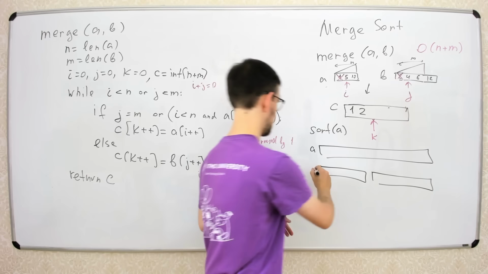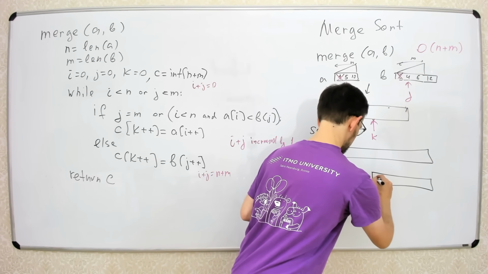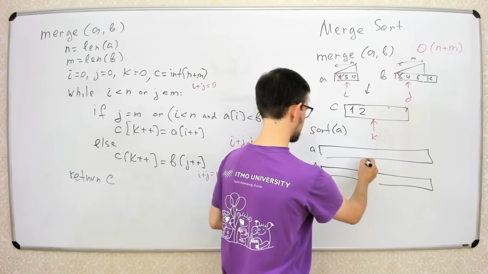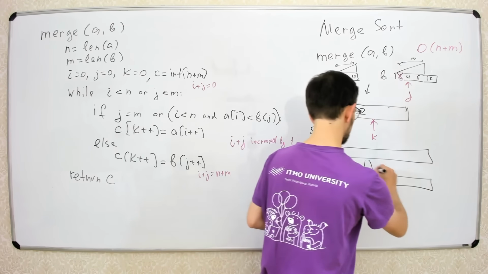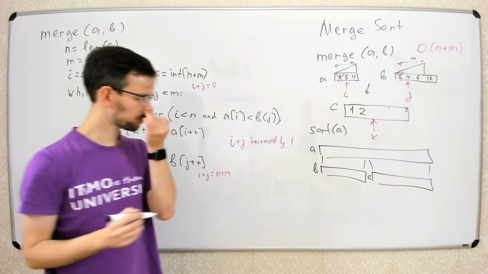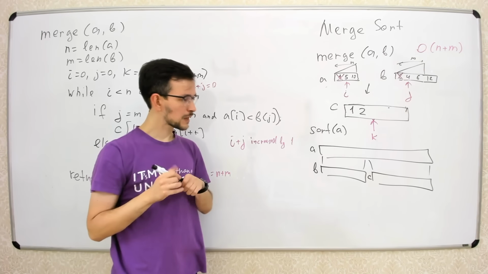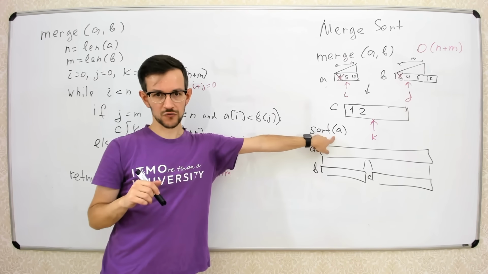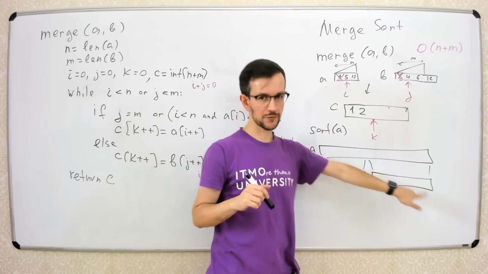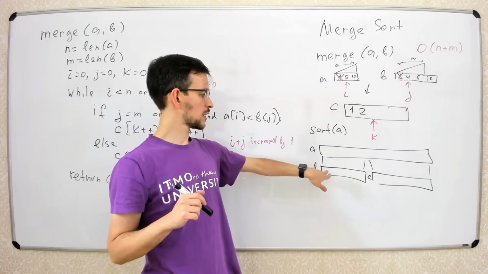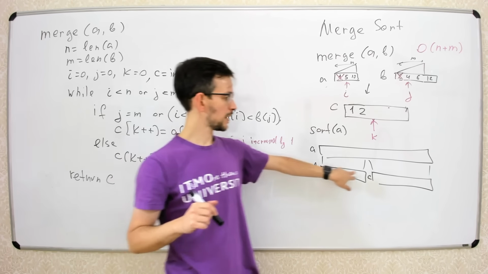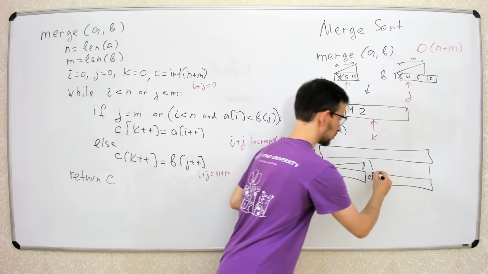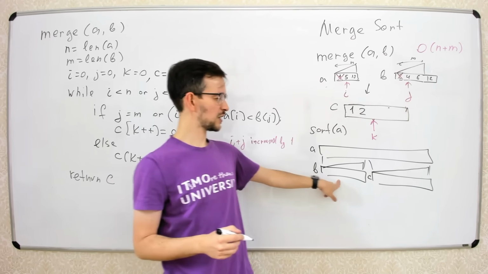Let's call them B and C, just for simplicity. So B is the left part of the array, and C is the right part of the array. Now we will call the same recursive function for both halves of the array. So we will call operation sort for array B and operation sort for array C. So we will have two sorted arrays. We'll have sorted array B and sorted array C.